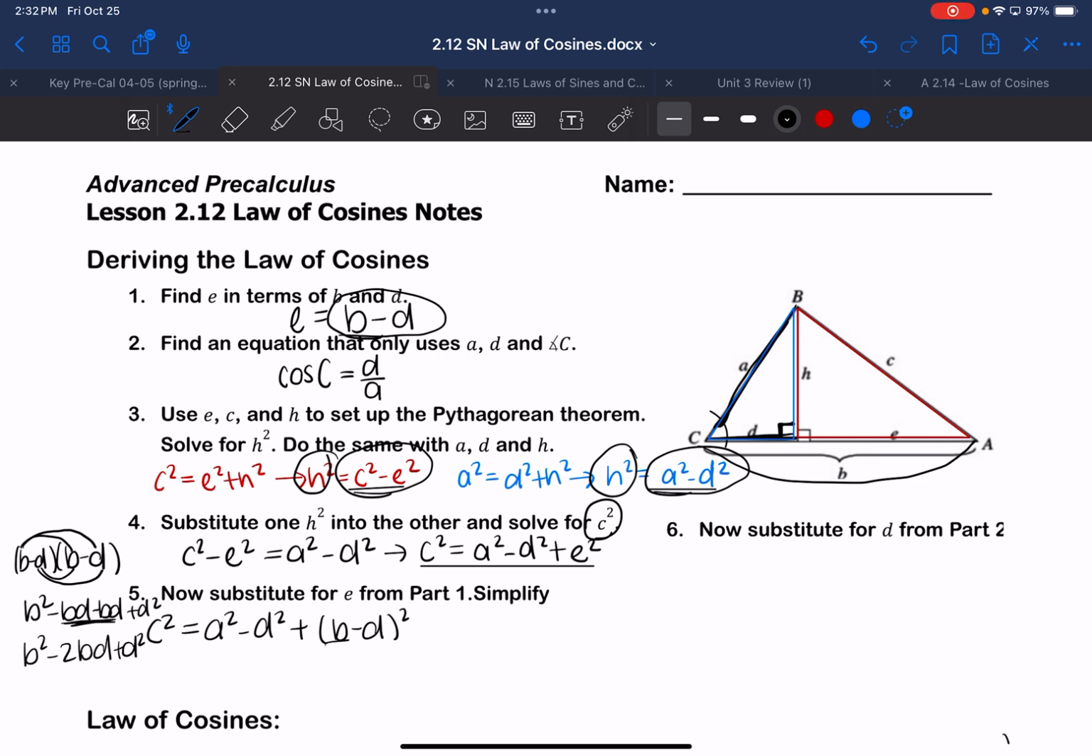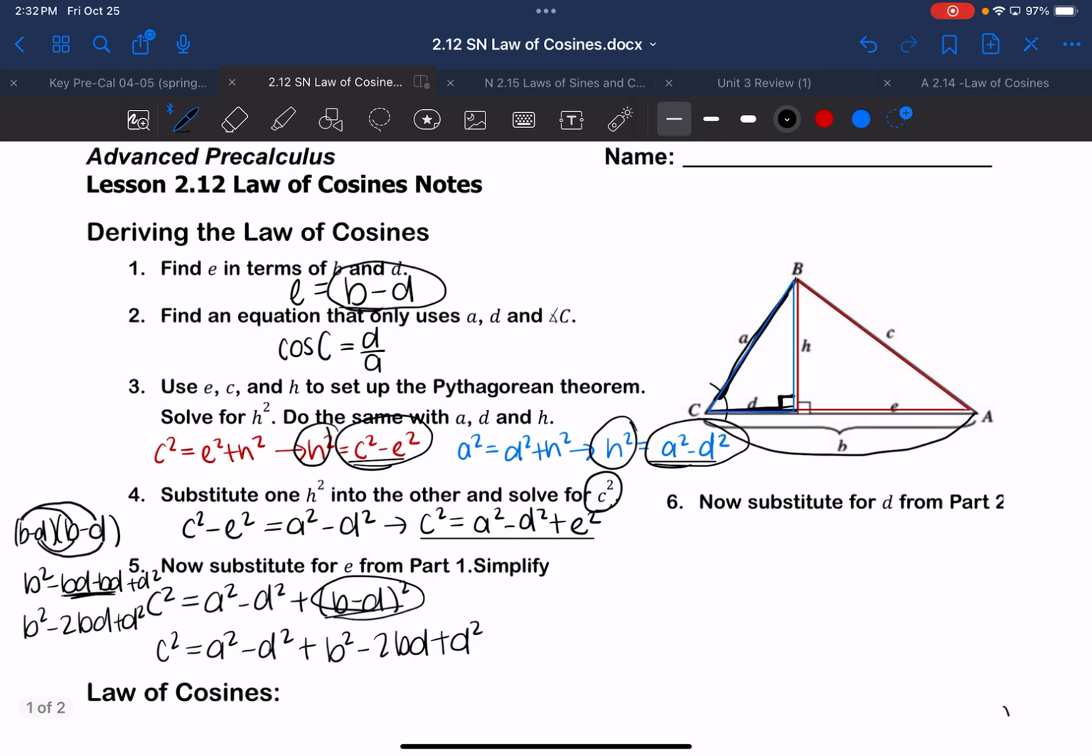So I'm going to go replace this with what I just found it to be when we simplified. So I'm going to have C squared is equal to A squared minus D squared plus, instead of this, I'm going to replace it with what we just got, which was B squared minus 2BD plus D squared.